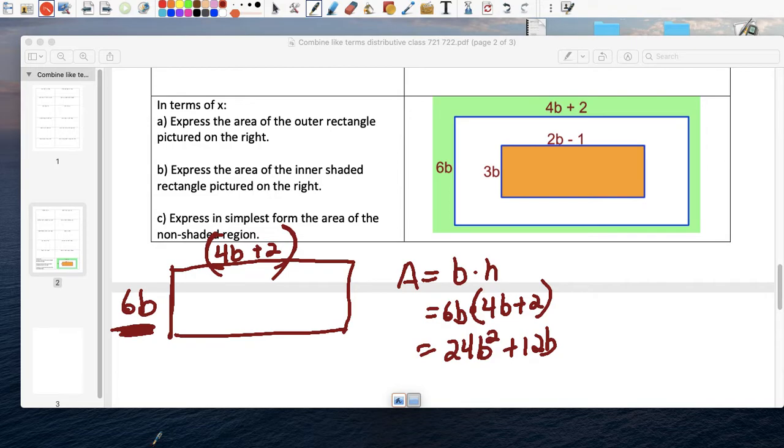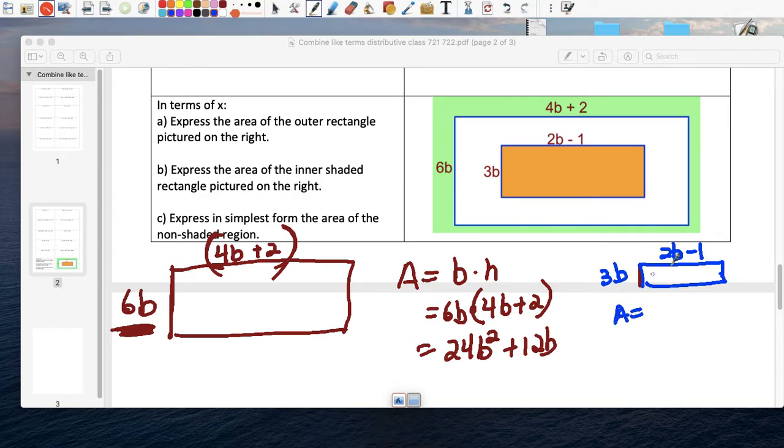Okay, you have to put in parentheses. So that's the big rectangle. Now the small rectangle, I'll do a small, let me change colors. The small rectangle, the height is represented by 3b, and this is represented by 2b minus 1. So again, let's find the area of the small rectangle.